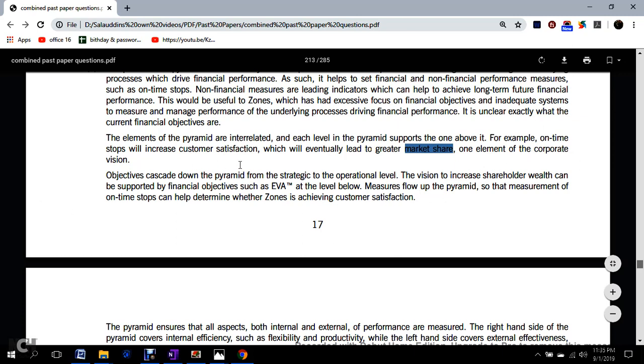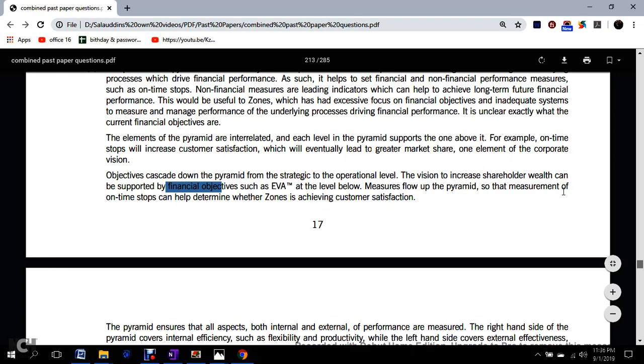So objectives cascade down the pyramid from the strategic to the operational level. The vision to increase shareholder wealth can be supported by financial objectives such as EVA at the level below, that is the financial level. Measures flow up the pyramid.